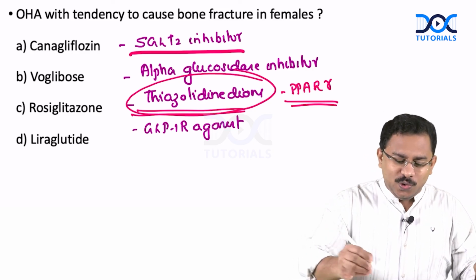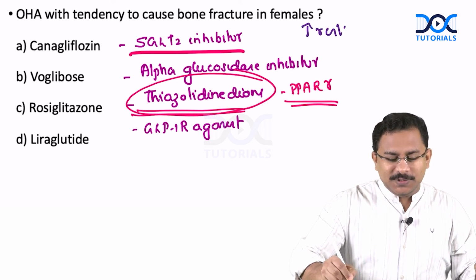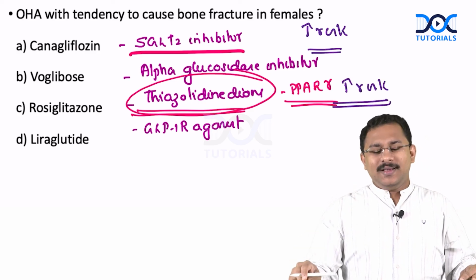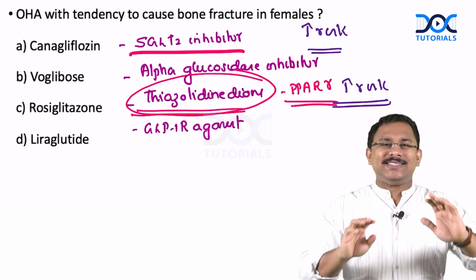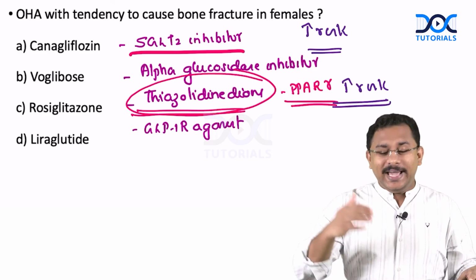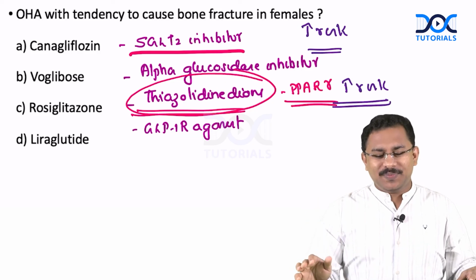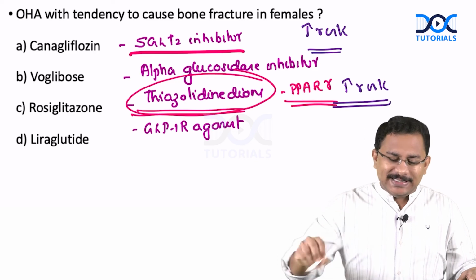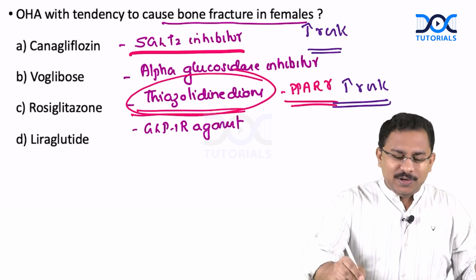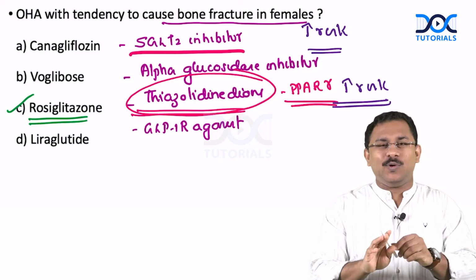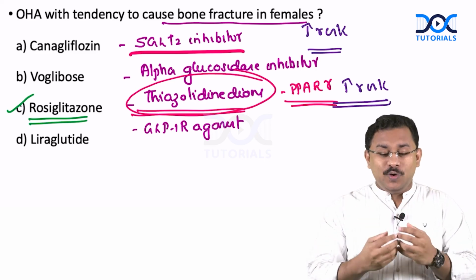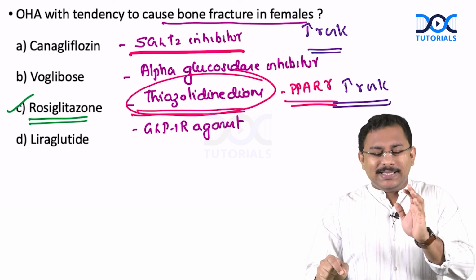So there are two groups of agents, that is option A as well as option C, which have increased risk of fractures. Yes, the canagliflozin also has other adverse effects like increased risk of urinary infections, genital mycotic infections, hypotension, but again fracture risk is also there. Now, since the question specifically asks bone fracture in females, I am having a tendency to select rosiglitazone over canagliflozin. I know that this is controversial because at least some of them would have a viewpoint of canagliflozin, but look at the simple logic here.